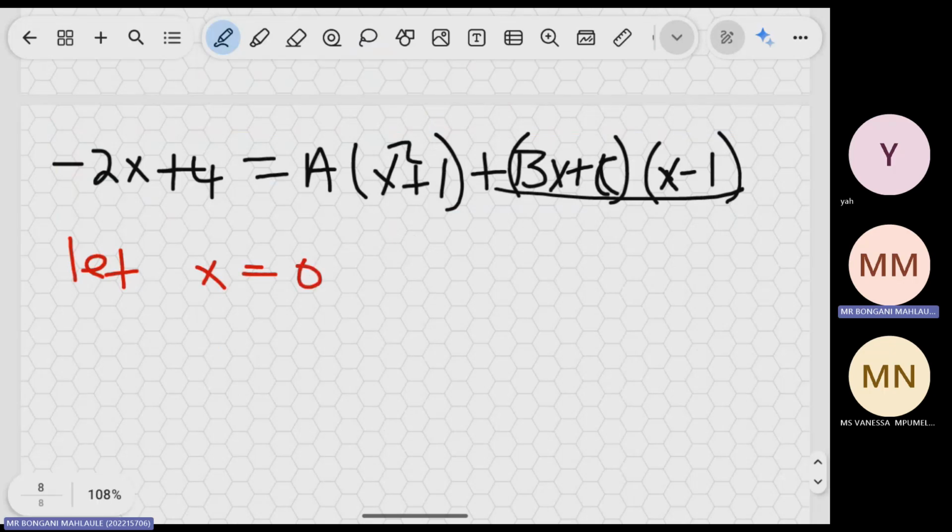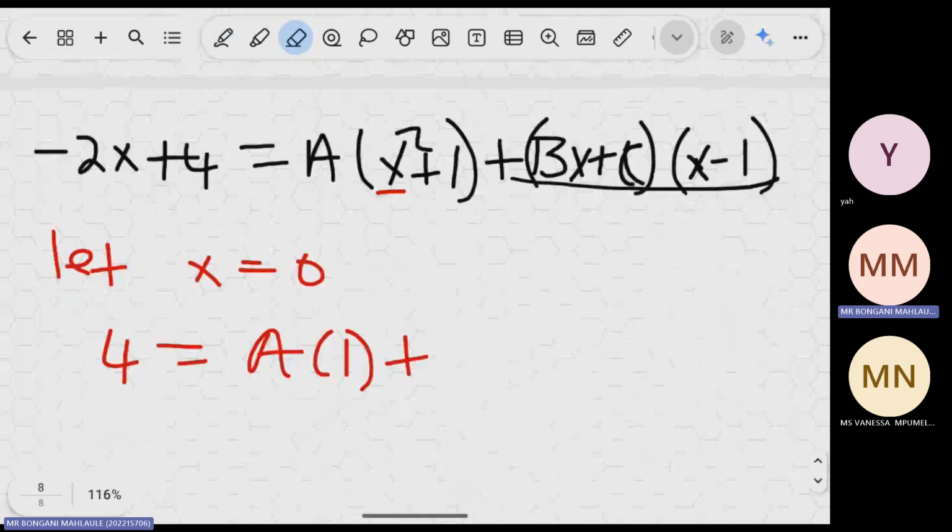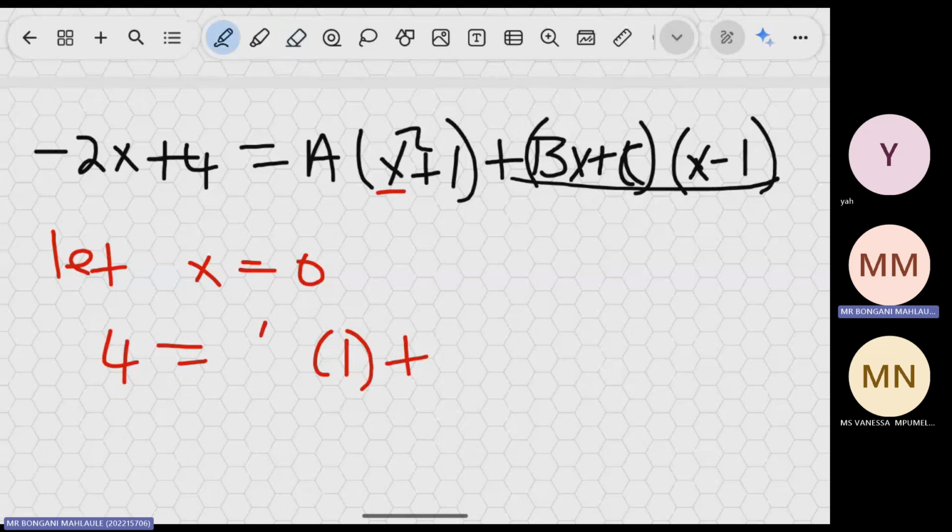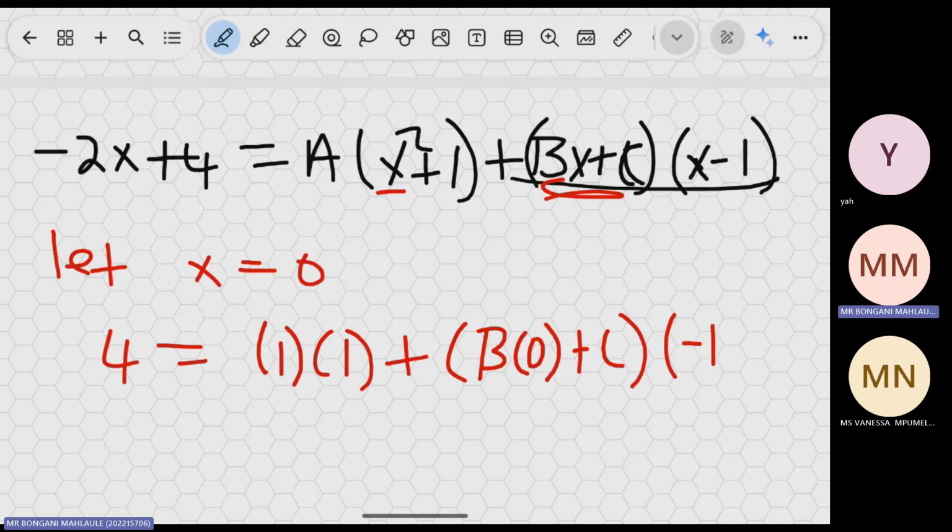Now on the left, you have 4. And then you put 0 for x, you'll have 1. And we already know what's the value of a, right? It's 1. So we can also substitute it. And then you come here, the value of b we don't know. Then while letting x be 0, here we'll have negative 1 times negative 1, 4.